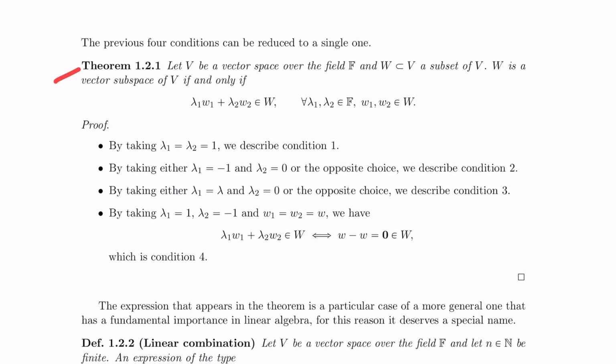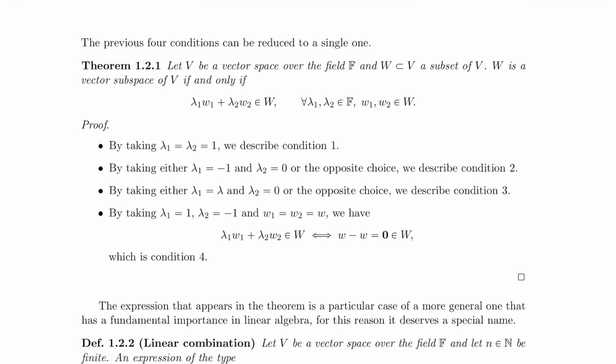So let's discuss this theorem. Let V be a vector space over the field F, and let W be a subset of V. Then W is a vector subspace of V if and only if for any two scalars lambda1 and lambda2 belonging to the field F and any two vectors w1 and w2 belonging to W, we have that lambda1 times w1 plus lambda2 times w2 still belongs to W.